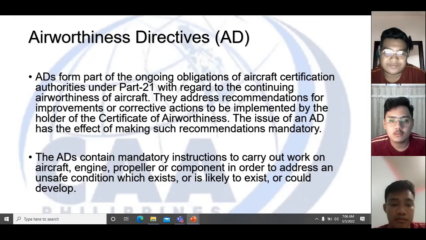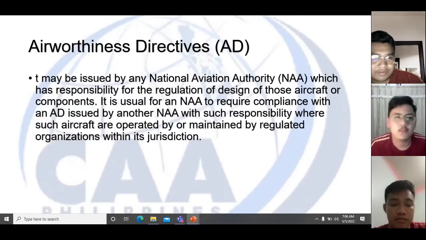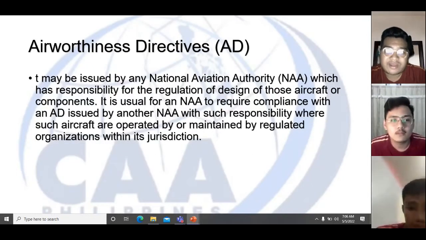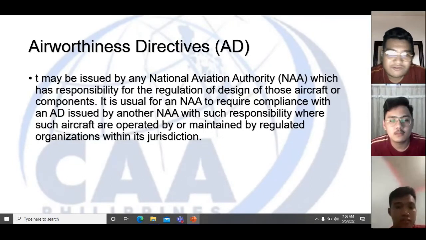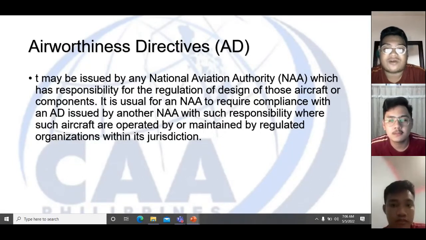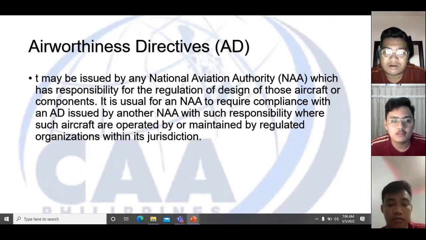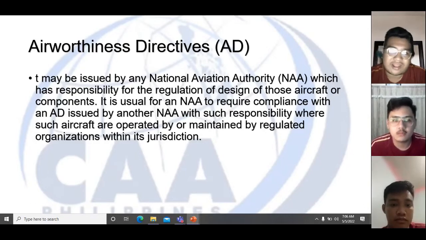Next slide, please. Airworthiness directives may be issued by any National Aviation Authority, or NAA, which has responsibility for the regulation of design of those aircraft or components. It is usual for an NAA to require compliance with an AD issued by another NAA, with such responsibility where such aircraft are operated or maintained by regulated organizations within a jurisdiction. Next slide.